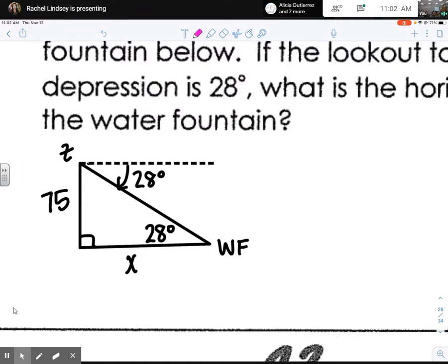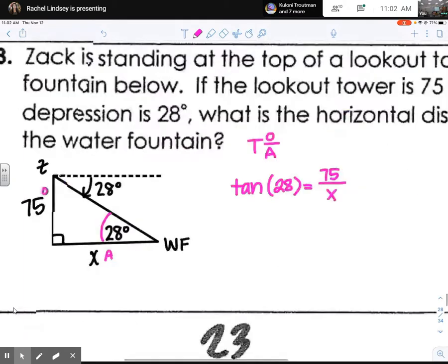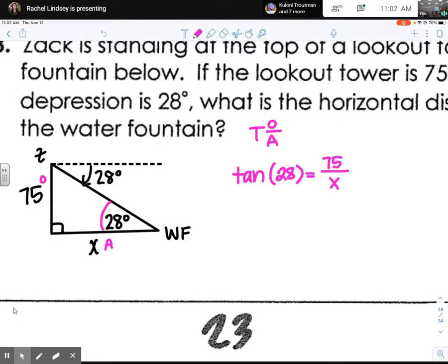Now from our picture, we can just pretty much ignore the words. We're just going to look at the picture. So there's my angle. 75 would be opposite. X would be adjacent. Got to use tangent. So tangent of 28 equals the opposite, which is 75, over the adjacent, which is the x. Switch the place of the x and the tangent, and plug that in the equation. 141.1.